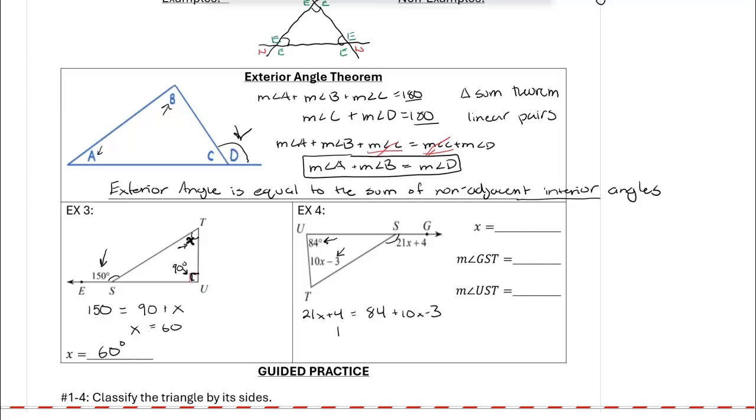Combining like terms and solving, we have 10x plus 81 is equal to 21x plus 4. 77 is equal to 11x. X is equal to 7. So x is equal to 7 when we plug that in for the angles we were missing. So for GST, we plug that in here. We'll get 151 degrees. For UST, we'll plug that in here, and we'll get 29.